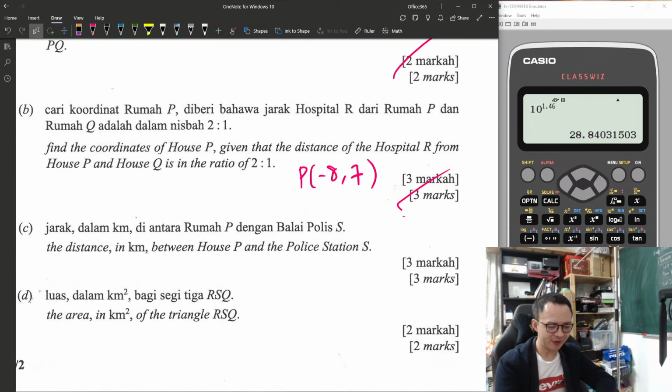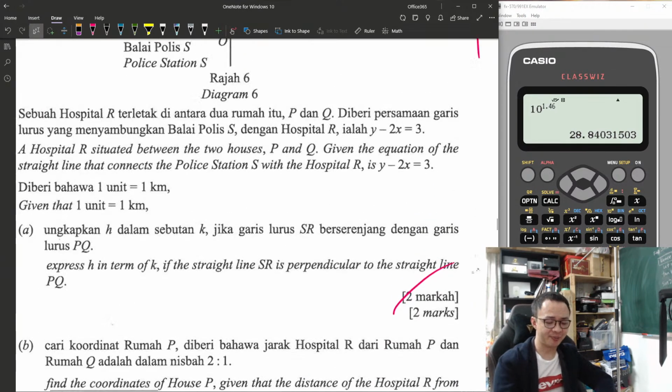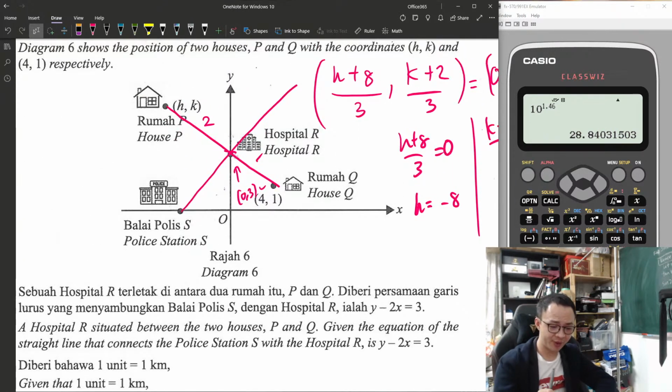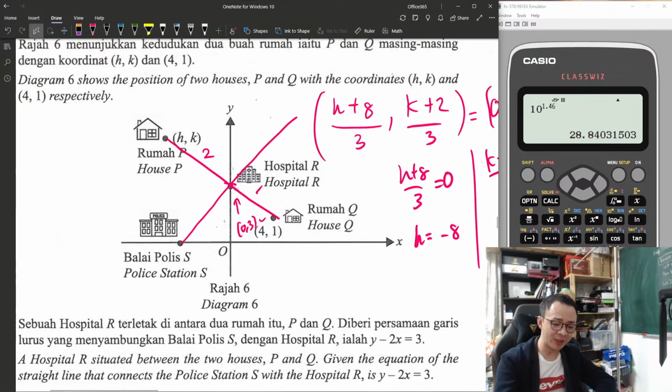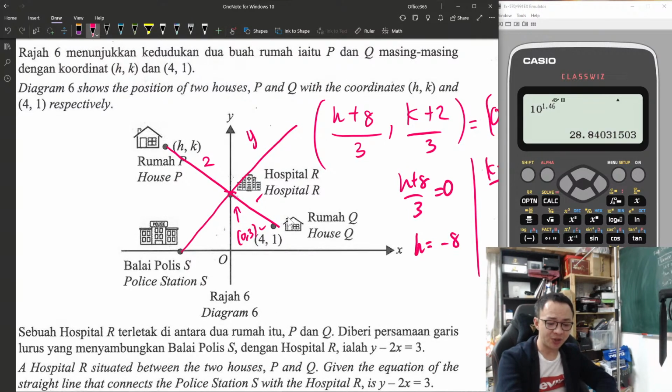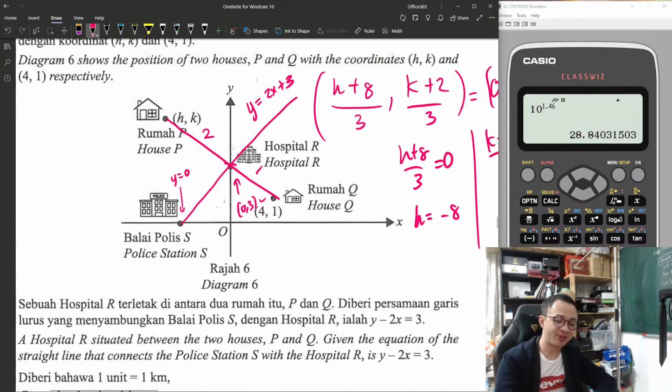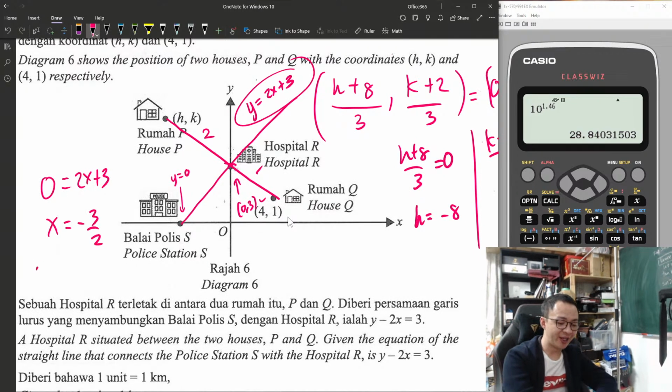Find the distance between house P and police station S. Okay, they want distance P to S. So we kind of need to know the S coordinate. Because just now we know this equation, y equals 2x plus 3. S is basically the x-intercept. X-intercept means y will equal 0 at point S. So I make y 0 for this equation. 0 equals 2x plus 3. x equals negative 3 over 2. Therefore, coordinate S will be (negative 3 over 2, 0).